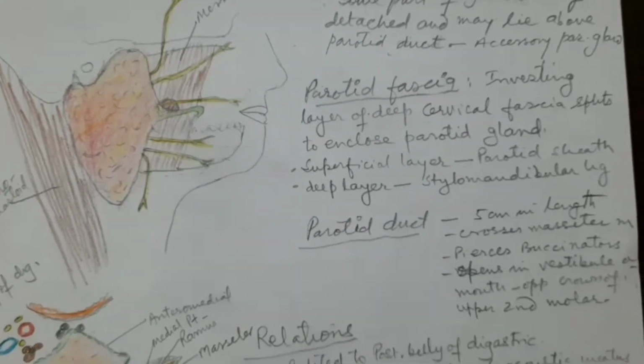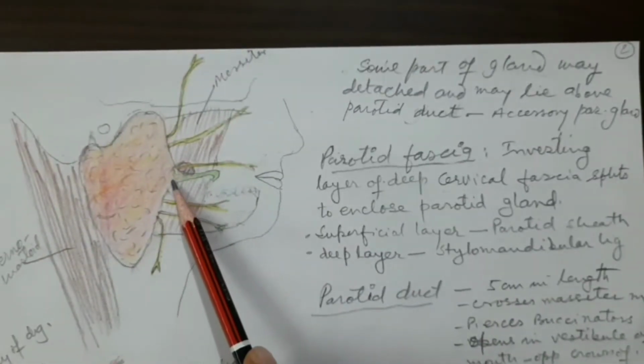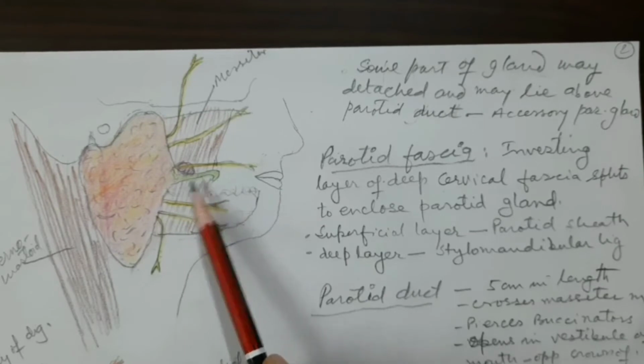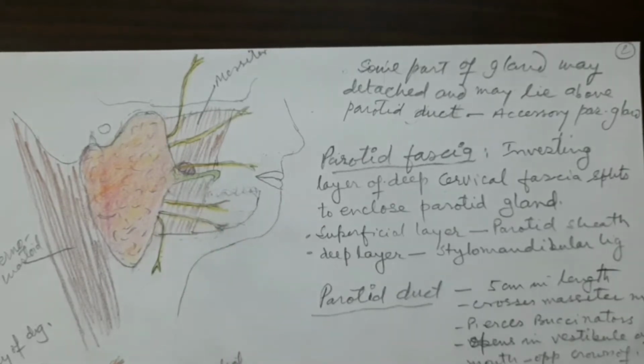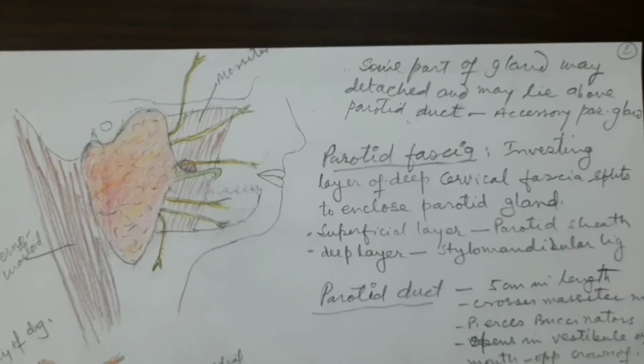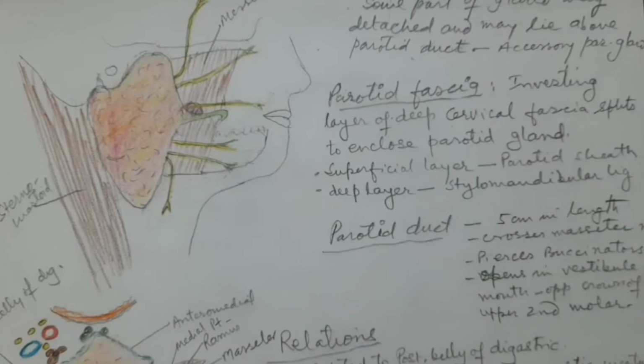Now let us come to the parotid duct. You can see in the green color I have drawn, this is the parotid duct which is crossing superficially over the masseter muscle. It is about 5 centimeters long, this parotid duct. It crosses the masseter and then opens in the vestibule of the mouth, the oral cavity.